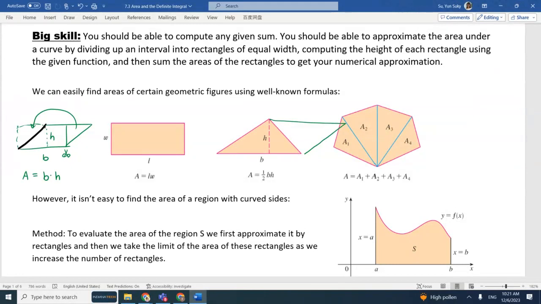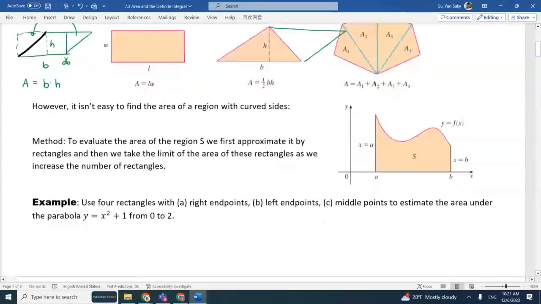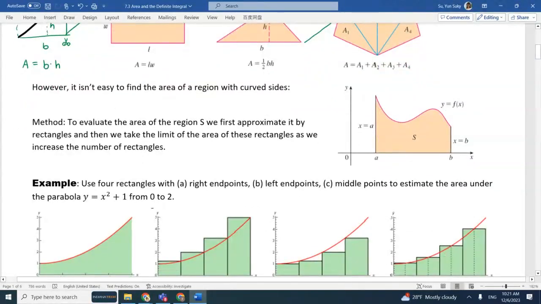But now, how do we find the area under a curve? This region has curved sides. Unlike here, where we have a lot of segments, so we can divide into a lot of triangles, this is curved. How can we compute the area of it? So for the method to evaluate the area, we first approximate it by rectangles, and then we take the limit of the area of these rectangles as we increase the number of rectangles.